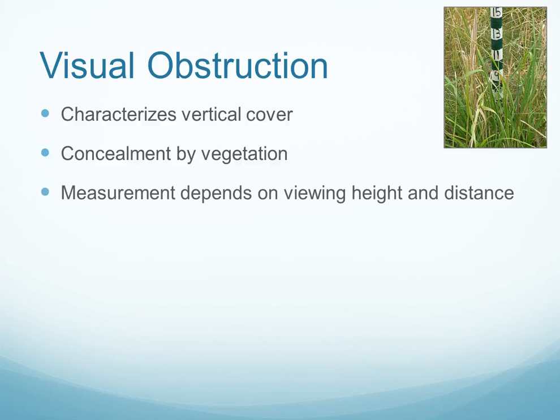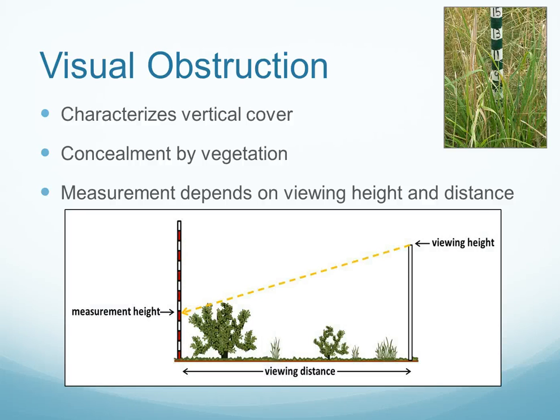Visual obstruction also characterizes vertical cover, but what really makes it different from height is that it measures the amount of concealment that is provided by vegetation. The measurements that we take depend on both the viewing height and distance.